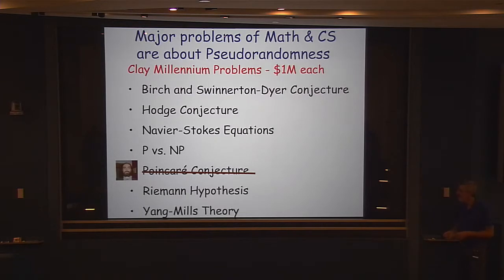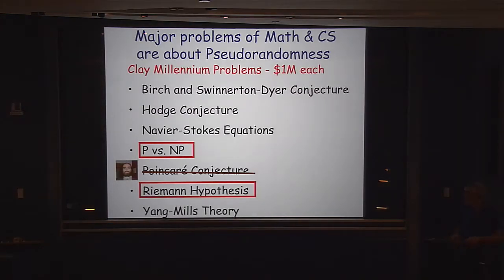But even though it didn't take the money, right? I want to show you that 2 of these 7 problems are problems about pseudorandomness. And if you told it even to people in these fields that these are problems about pseudorandomness, it would not be obvious. So I want to show you that.